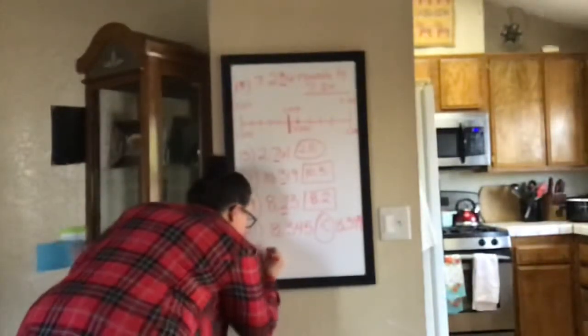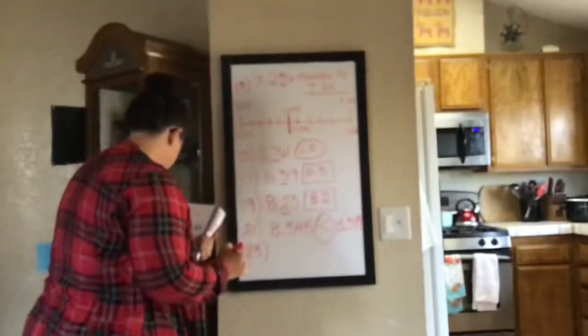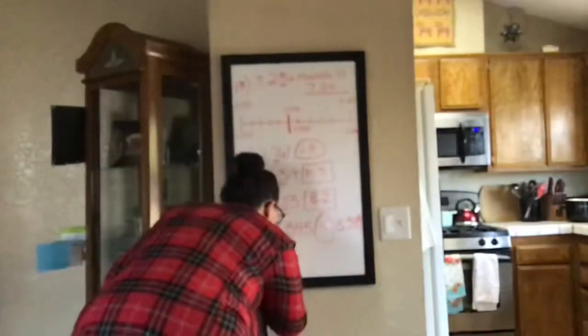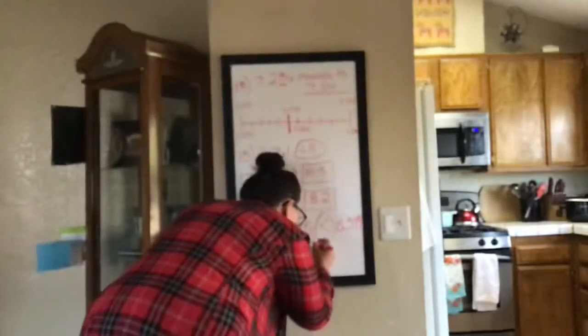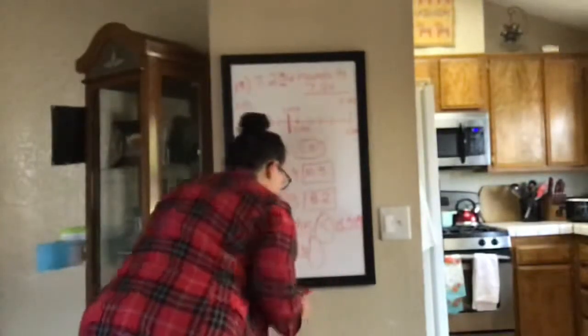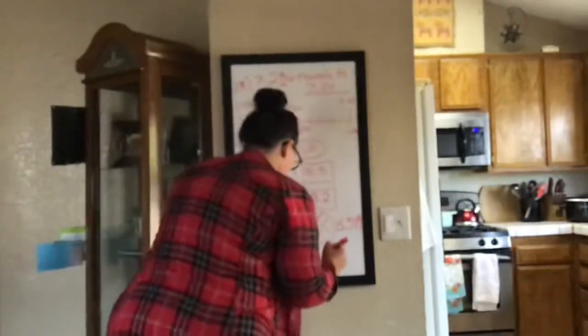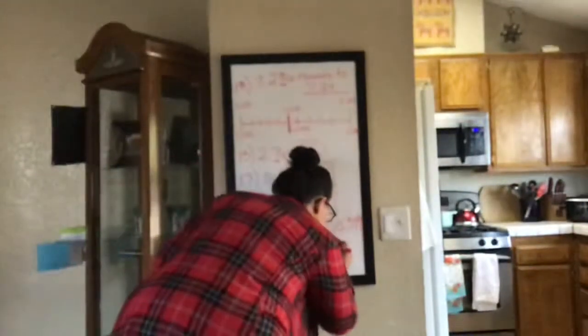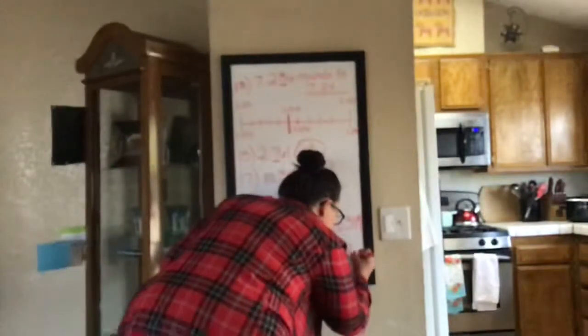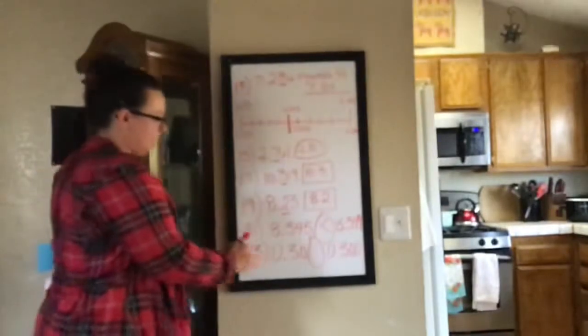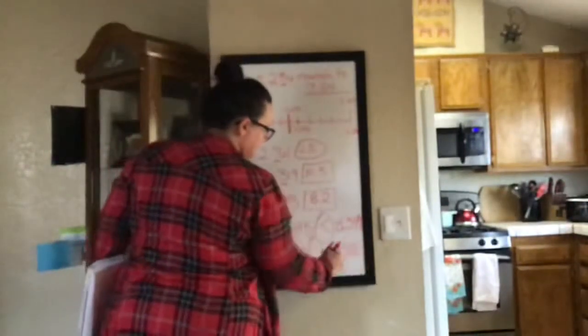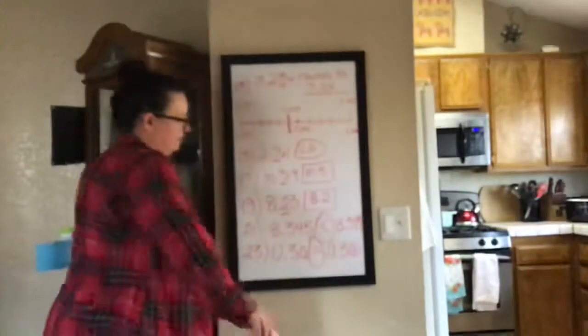23. I hope you guys can see this. 0.30 is greater than, less than, or equal to 0.300. That's the same thing as we learned before. They're equivalent because all I did was add in 0. That doesn't change anything. So that's equal to.